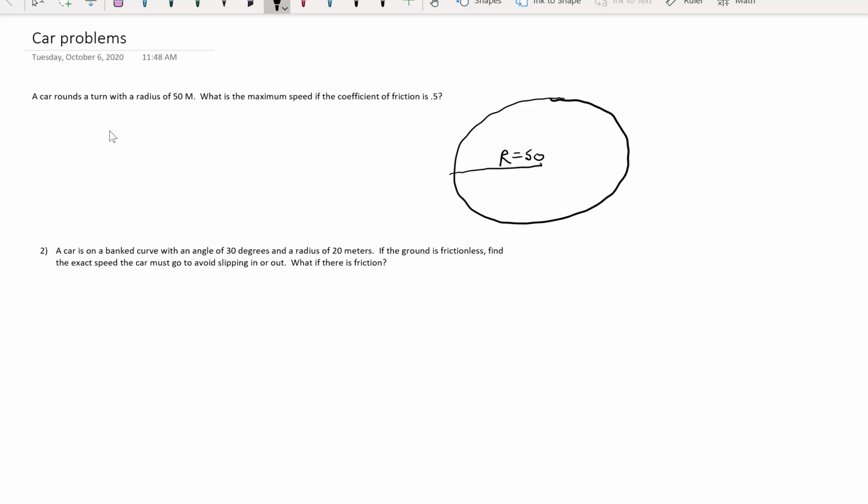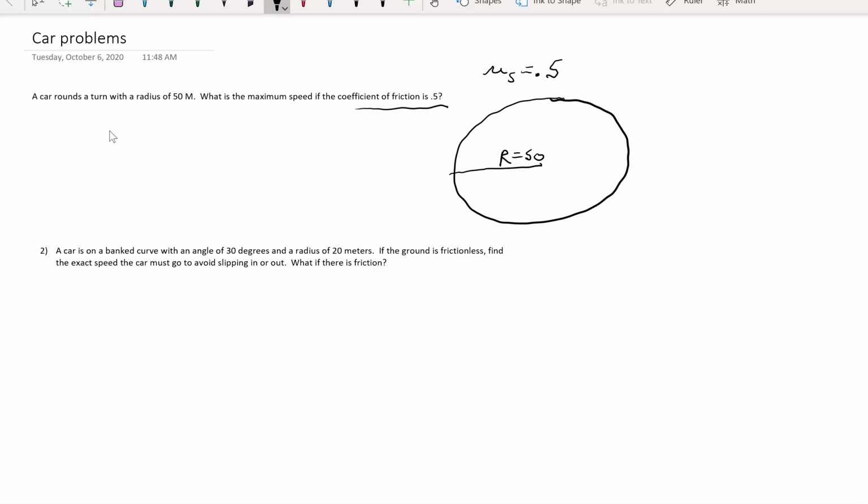And they say that the coefficient of friction is 0.5. So mu s equals 0.5. In case you're wondering why it's static, even though the car is moving, the tire isn't rubbing against the ground. It's not slipping against the ground. The part of the tire that touches the ground is stationary. So it is static friction.